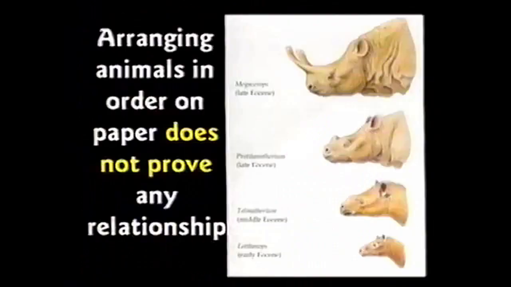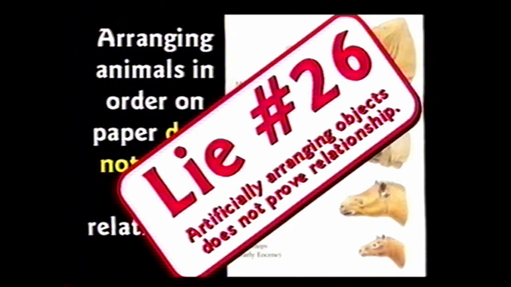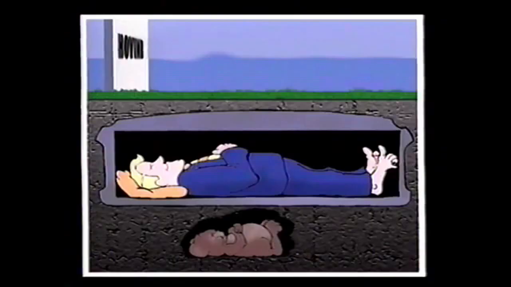See, arranging something in order doesn't prove it happened. And they're not even found in that order. So arranging things artificially does not prove a relationship. See, if I get buried on top of a hamster, does that prove he's my grandpa? Well, he's lower than me. It doesn't prove a thing, does it?